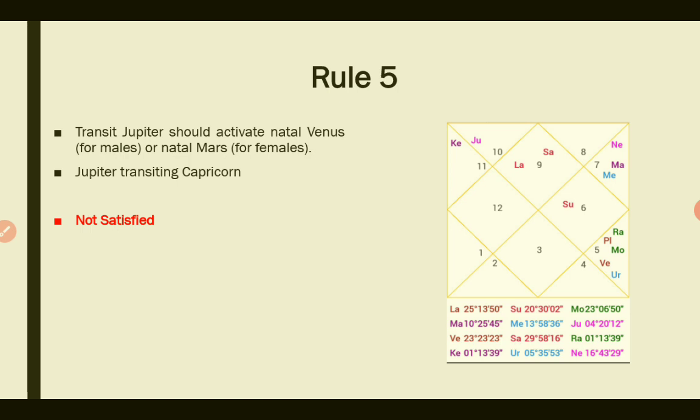First of all, we look at where Venus is placed in the chart. We see Venus is placed in Leo, and we already know that the Jupiter transiting during the time of marriage was in Capricorn. But from Capricorn, Jupiter will not be able to aspect the Venus placed in Leo. So rule number 5 is not satisfied in this particular chart. Let's move to the next rule.